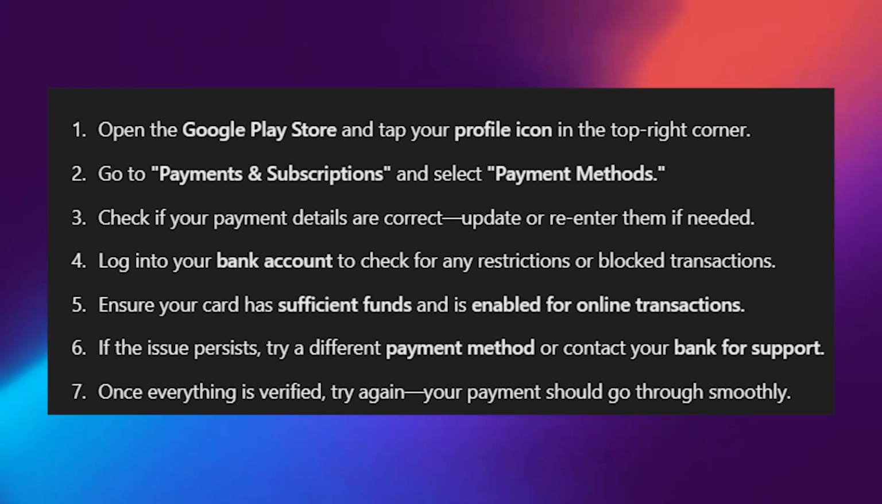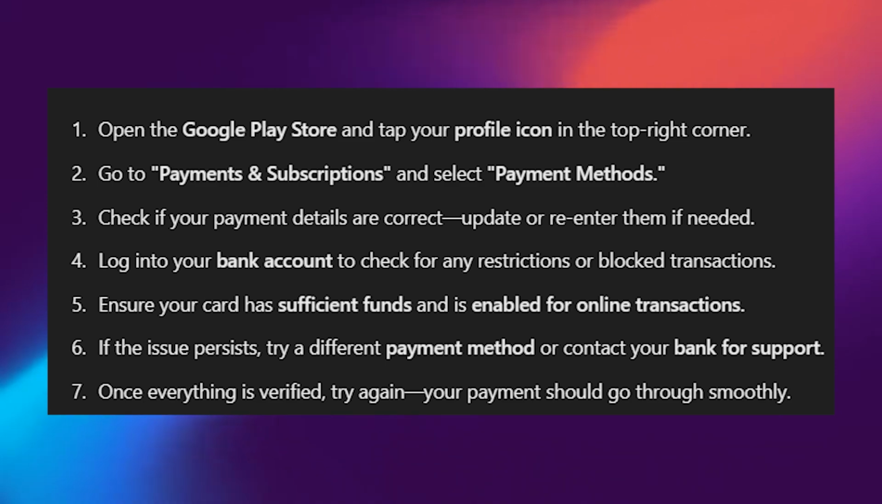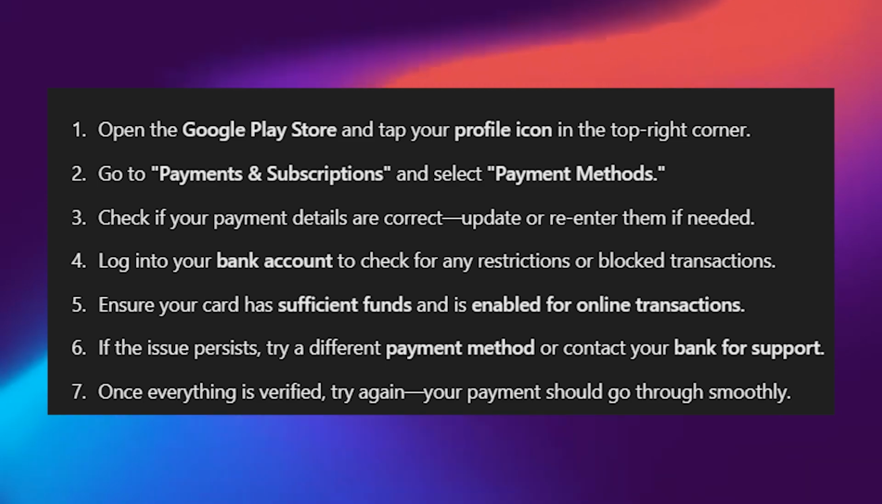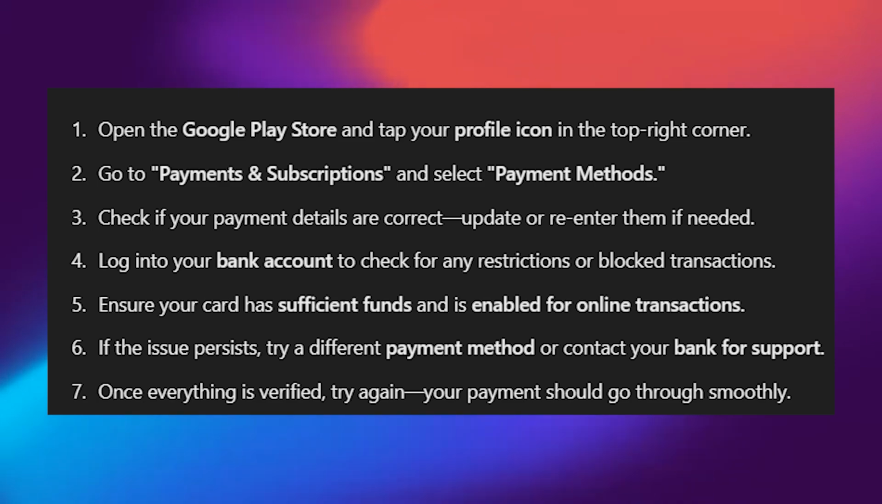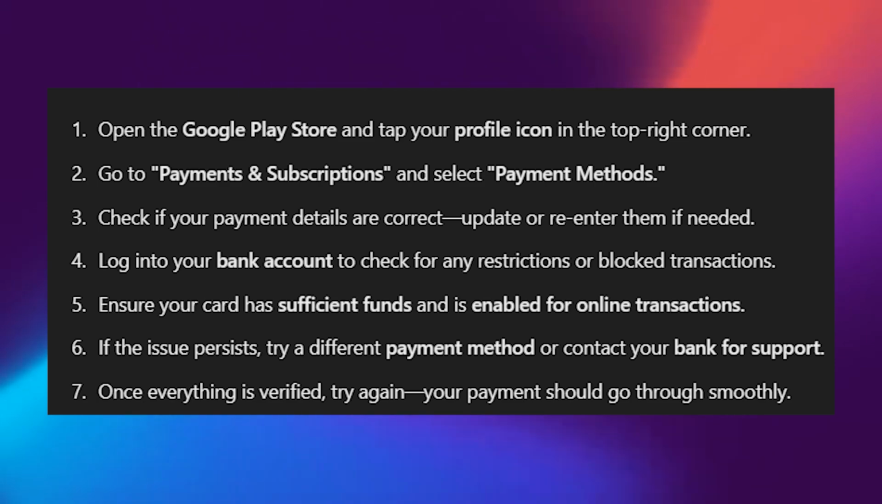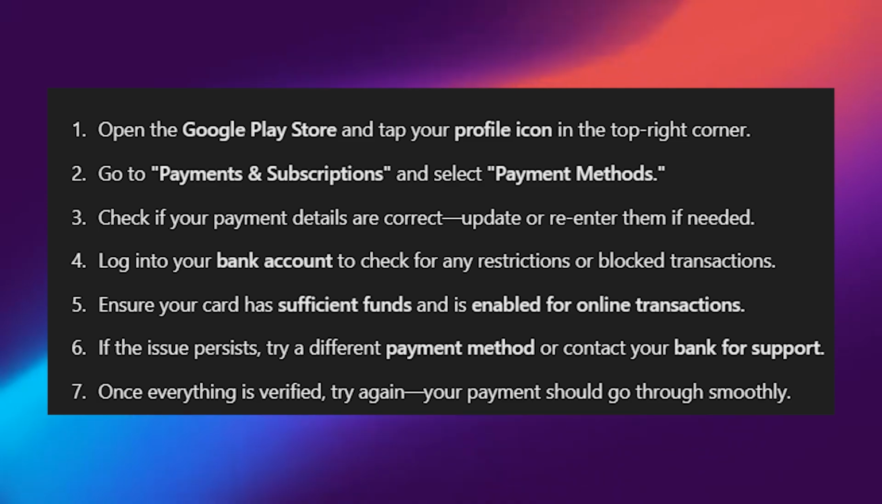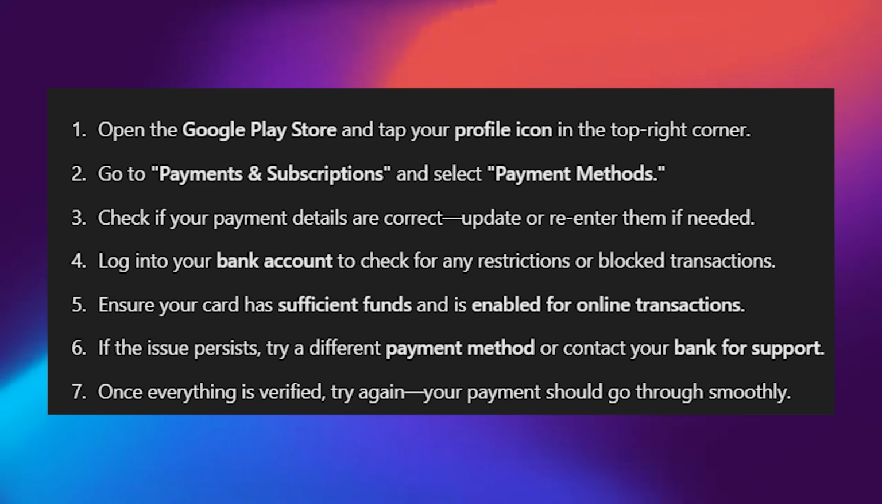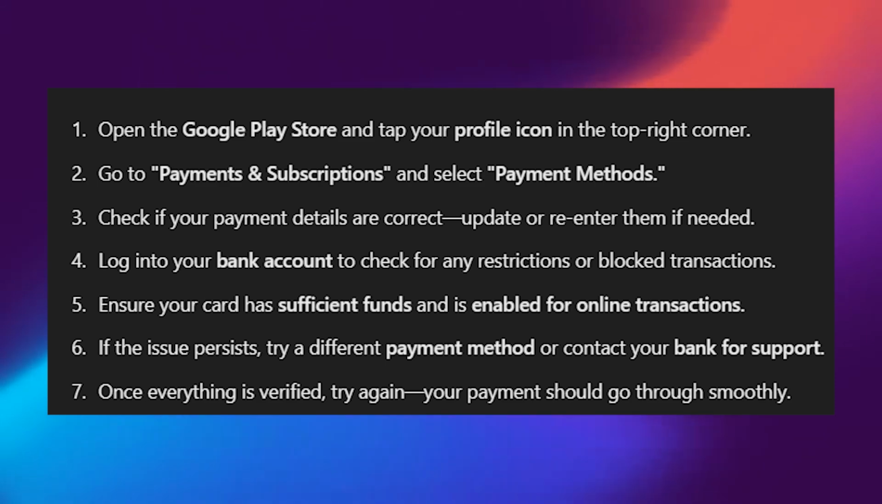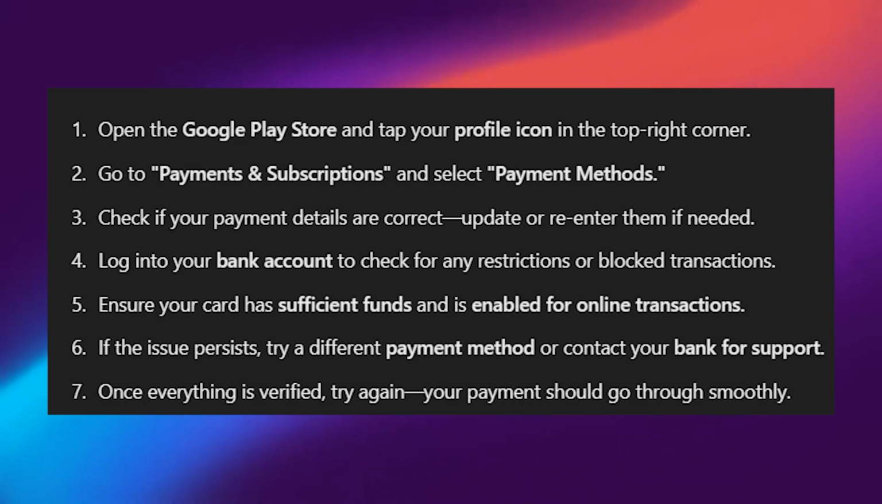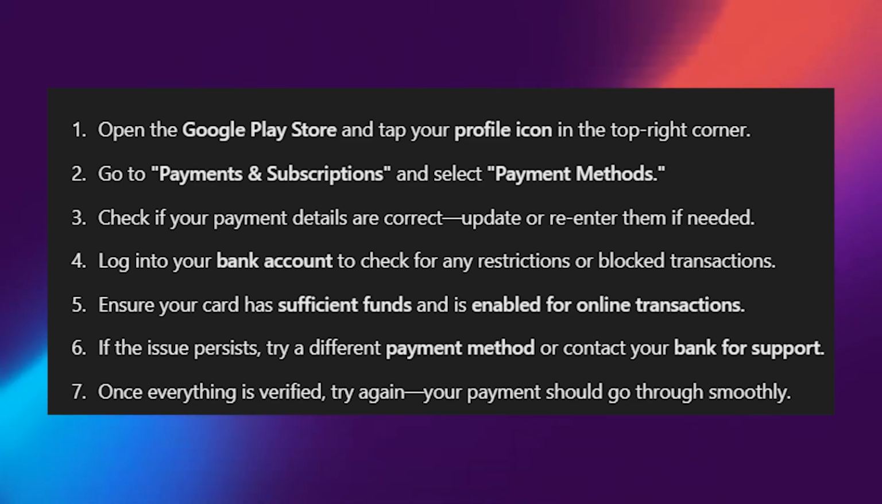So for that, first open the Google Play Store and on the top right corner you will see your profile icon. Click on that. Next, go to payment and subscriptions. After clicking on payment and subscriptions, you will get to see payment methods. Click on that. Check if your payment details are correct. If not, update or re-enter them if needed.